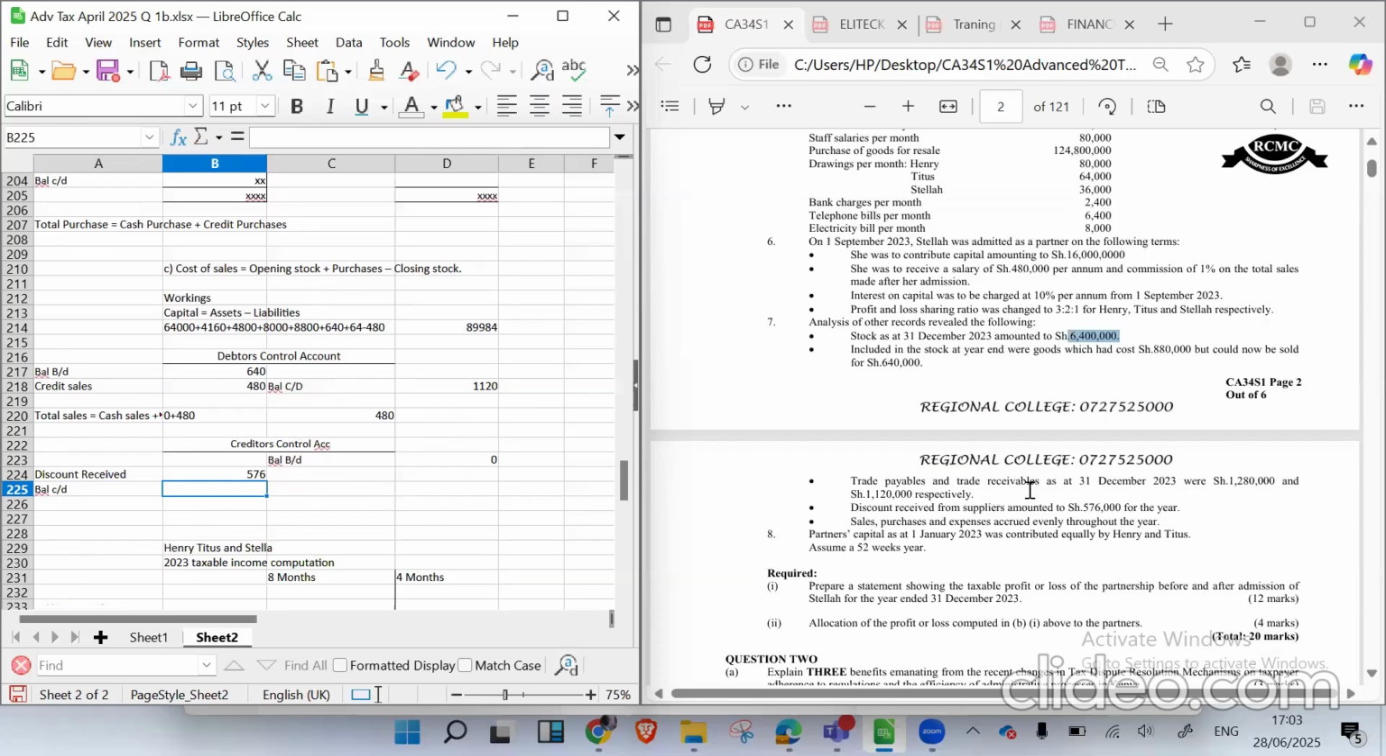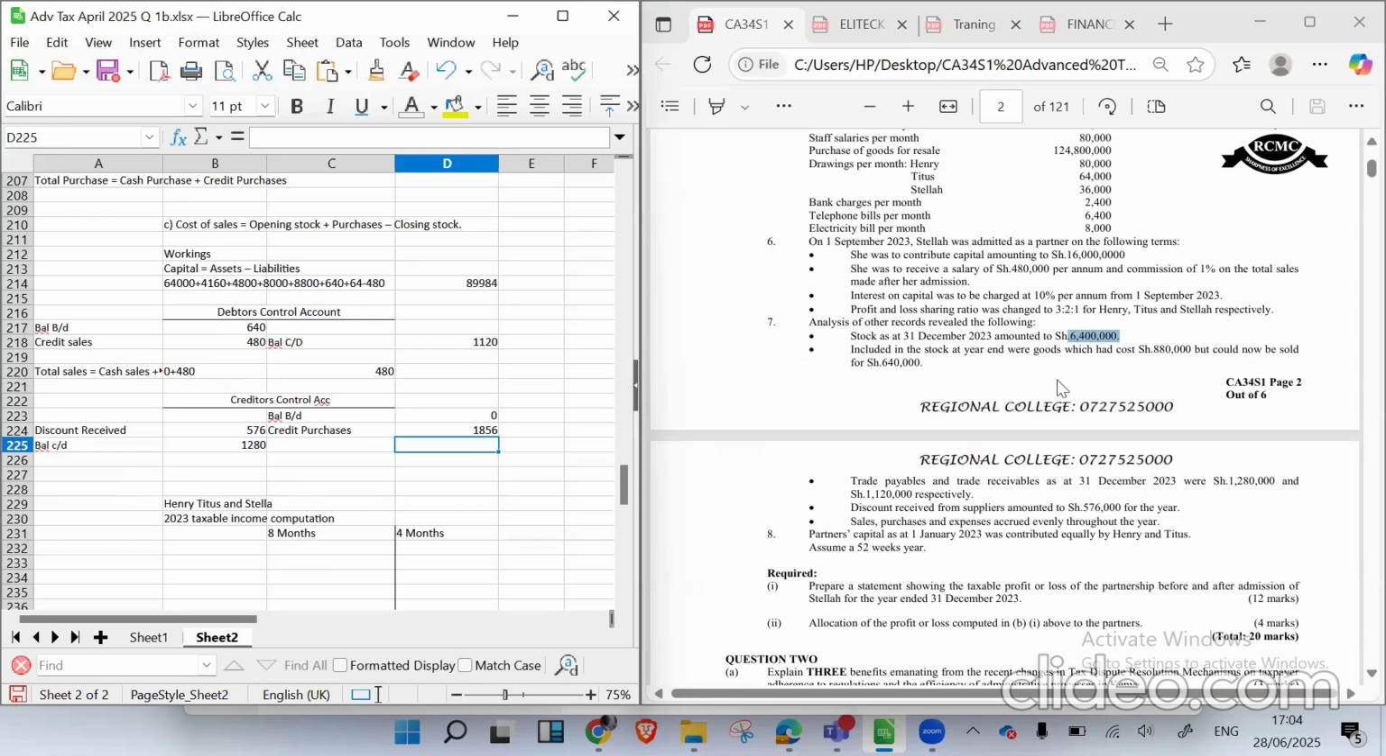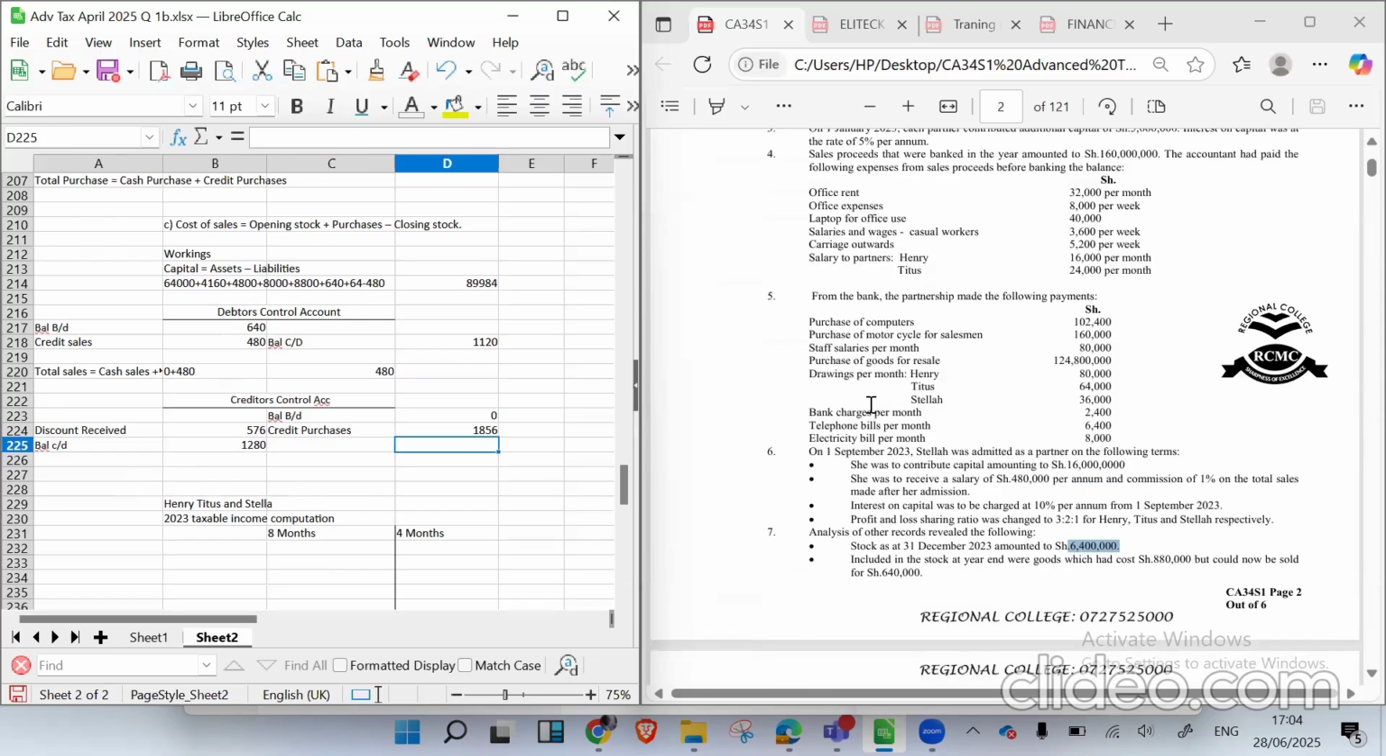The closing balance for creditors, is it 1280? Yes, 1280. And the balancing figure becomes credit purchases, which is the total of this, the balancing figure. So equals to this plus this. That balances off that. So 1856. By the way, we had some payments that we made before that.